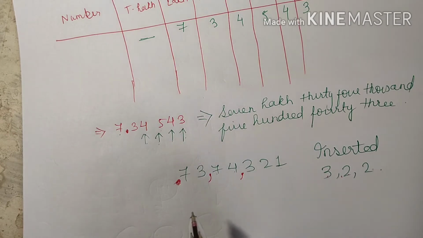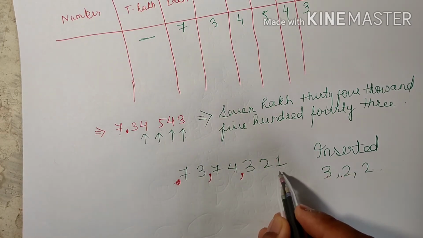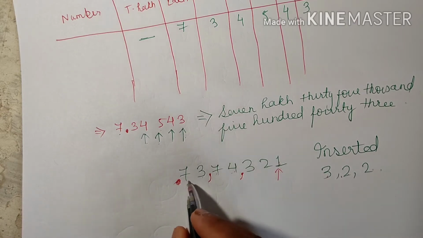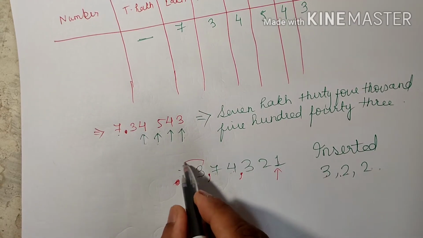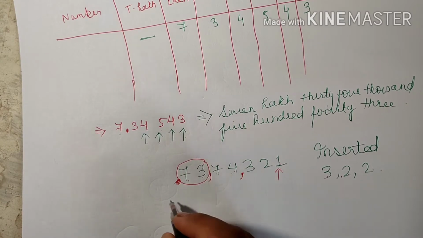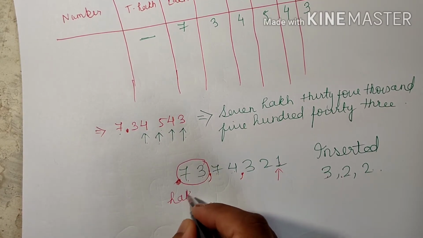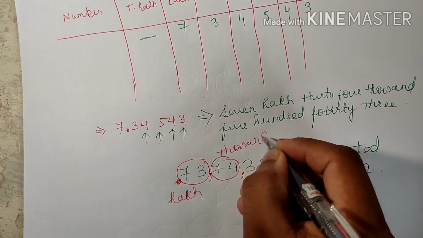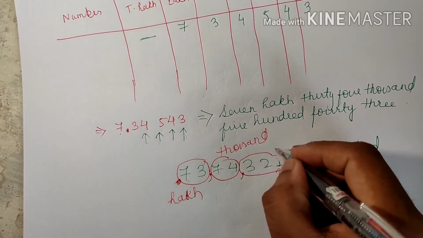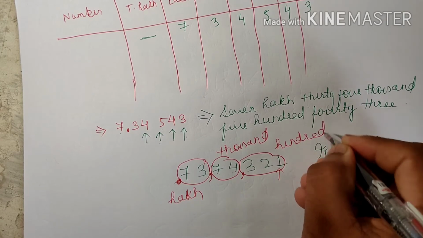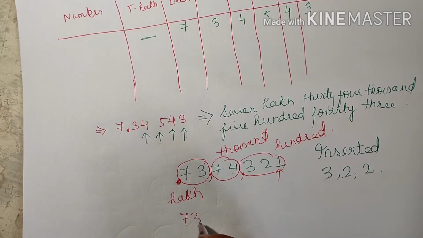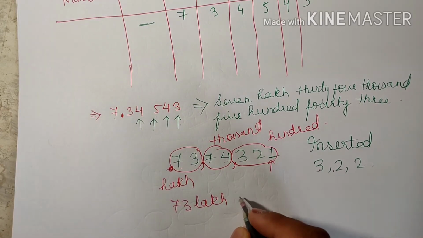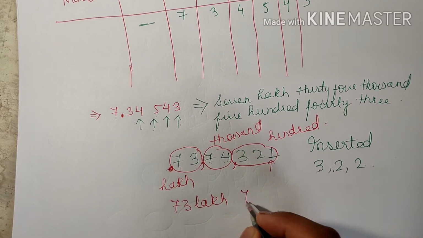Now we'll try to read the number. I told you this is in ones place: ones, tens, 100, 1000, 10,000, lakh, 10 lakh. So how will you read? This is in the lakh. 73 is in the lakh. 74 is in 1000. And this 3-2-1 is in the 100 place. So how will you read? 73 lakh, 74,000.